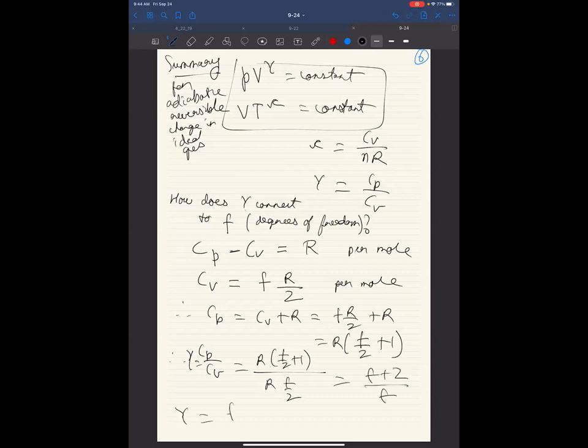Gamma is equal to (number of degrees of freedom plus 2) divided by F. So if you knew the number of degrees of freedom, if you knew your quantum mechanics, you went and calculated the number of vibrational states and all those things, then you can calculate something very mechanical. You're undergoing an expansion adiabatically, no heat is being exchanged, and you can calculate how the pressure and volume change.